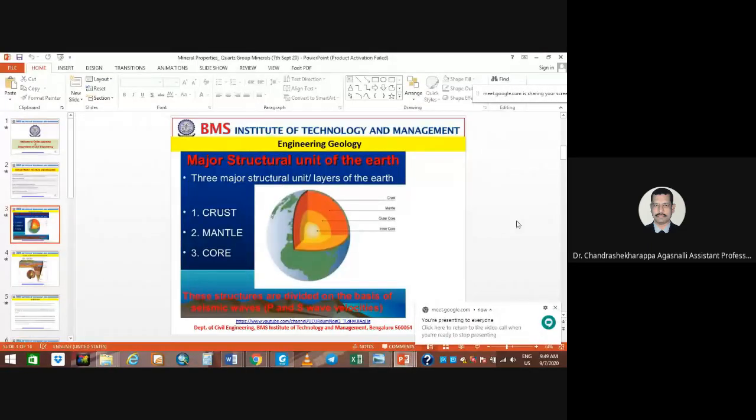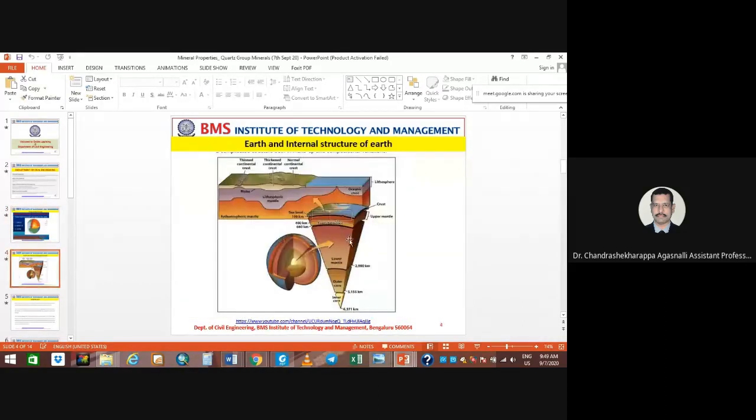Here are the major internal structures of the Earth that we discussed: the crust, mantle, and core, the different layers. This is a cross section of the internal structure of the Earth. What is the depth? 30 to 40 kilometers is the crustal part, up to 2,900 kilometers for the mantle part, and 6,000 to 6,370 kilometers is the central part of the Earth.